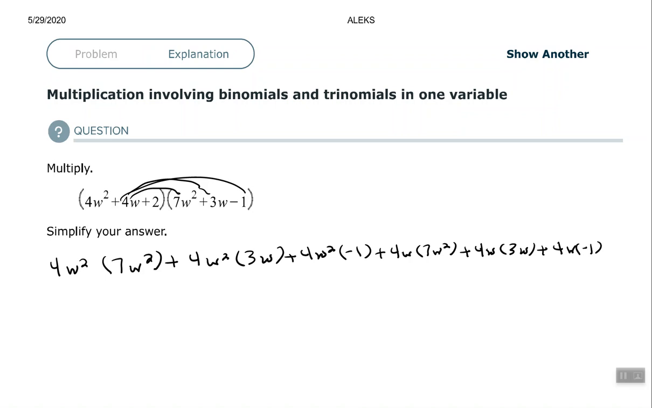Alrighty. And then I'm going to come back and distribute the 2. So I'm just going to have to come underneath here. So 2 times 7w squared, and then 2 times 3w, and then 2 times negative 1.